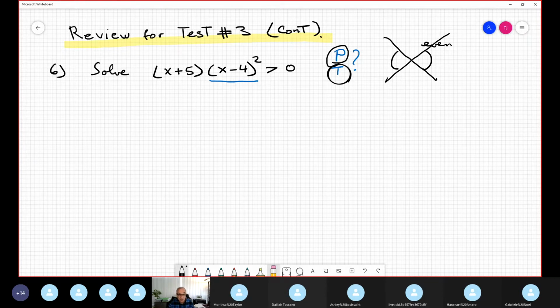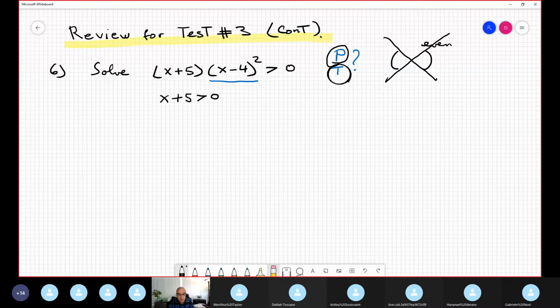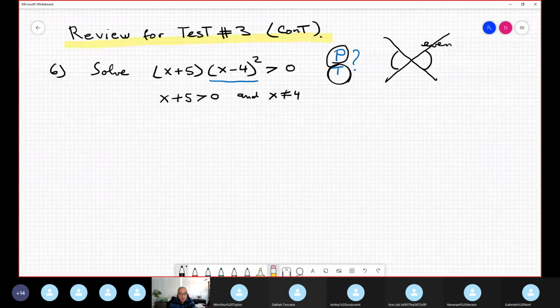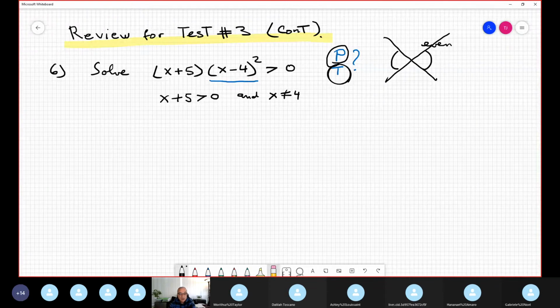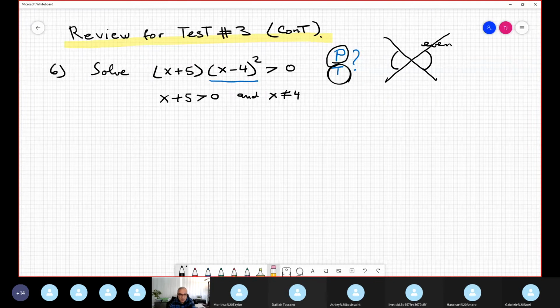Now it's partial. And partial means that you take x plus 5, just bring it down, greater than 0, with the same sign, and you include one restriction: x is not 4. It's exactly this, the number when you plug it in here, 4 minus 4 is 0, and 0 squared is 0, and 0 times something is 0, and 0 is never greater than 0. Therefore, this is a restriction. Are you following this part? It's easy.